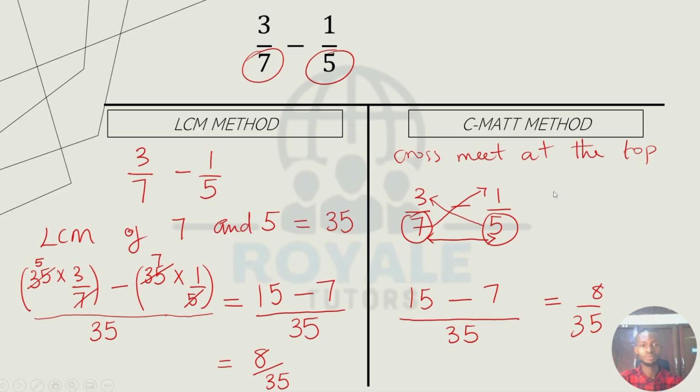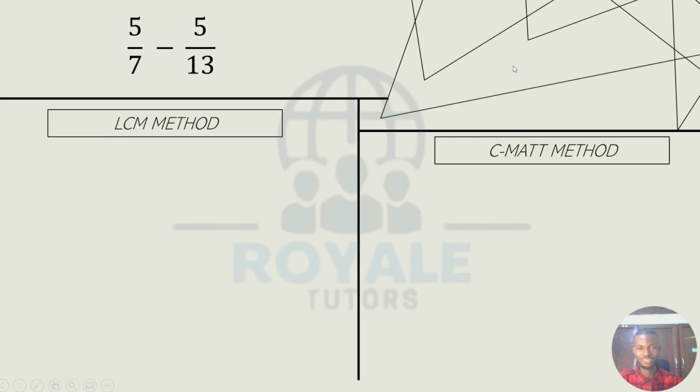Now let's look at another example to apply our CMAT and our LCM method. Here we have 5 over 7 minus 5 over 13. Now you need to understand, when you're performing your takeaway, which is 5 over 7 take away 5 over 13, since you can see that your denominator, which is 7, is not a factor nor a multiple of 13, you have to use your LCM or CMAT method.